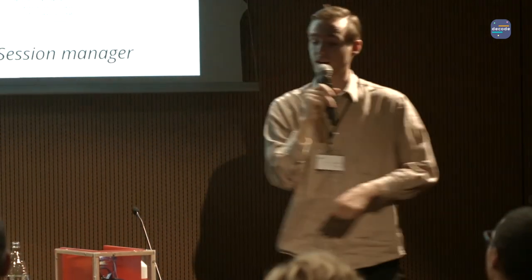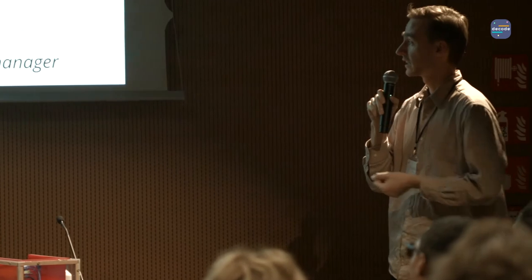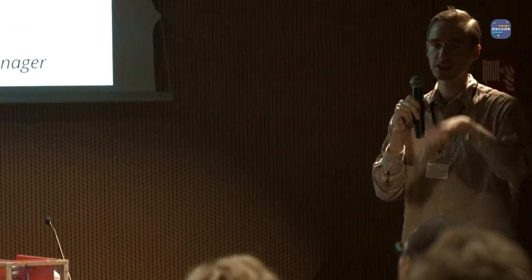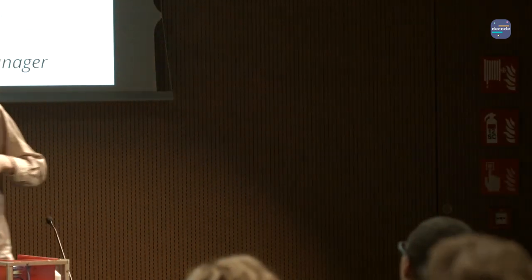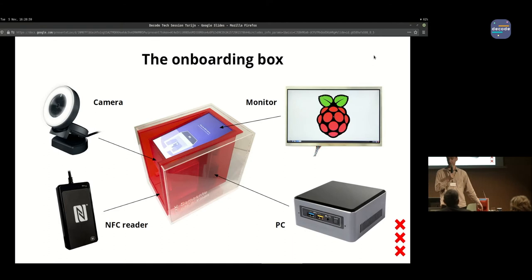Okay, so the prototype elements are the box, which is a passport scanner and the way to get onboard, the web app, and a very simple session manager, which is just an API where the data gets sent through. Okay, so the onboarding box. What's inside of this thing? I can see if I can turn it around. So there's an NFC reader down here, a camera up here, and not a Raspberry Pi but a pretty overpowered Intel NUC for some simple things, but it works. And of course, a nice little monitor.